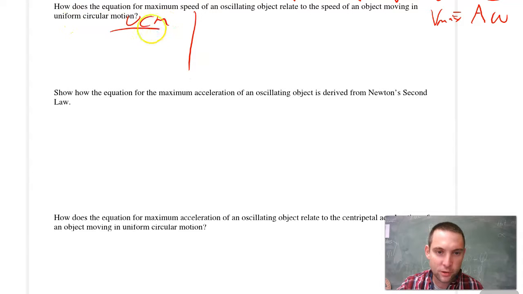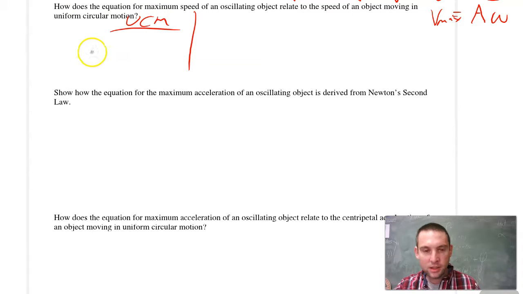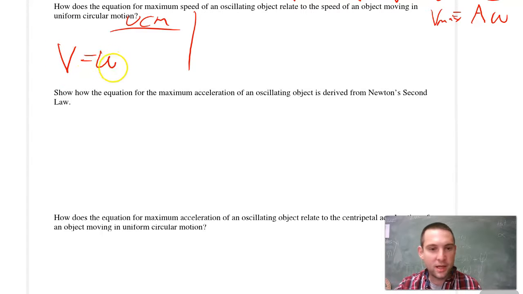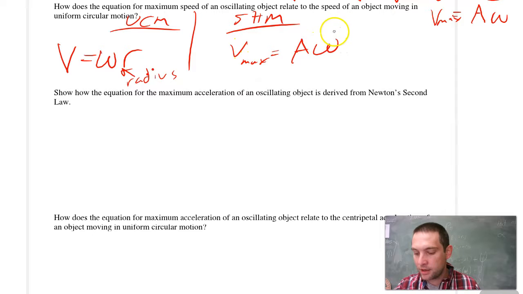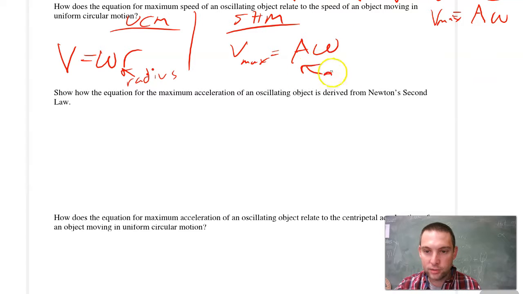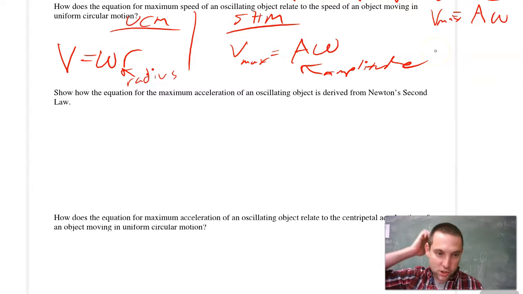So we have uniform circular motion here. Maximum speed would be v equals omega times r. R is the radius of a circle. In simple harmonic motion, we have Vmax equals A times omega, and A is our amplitude. So there's your direct relationship.